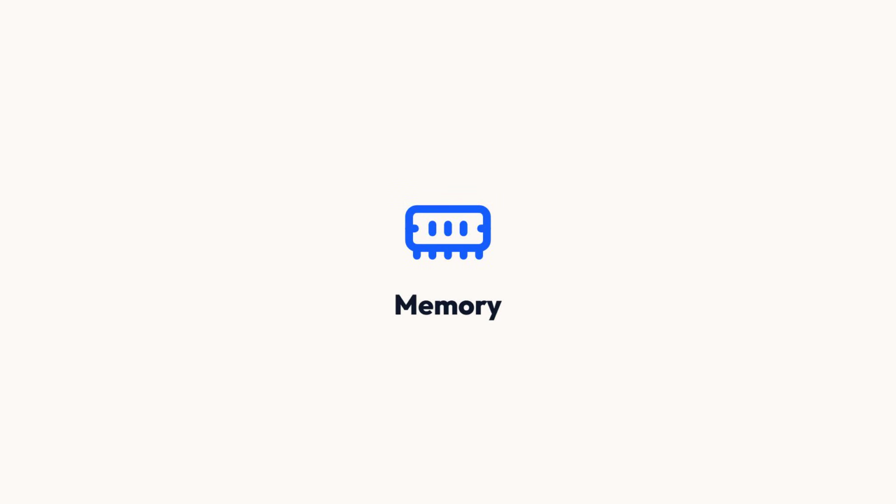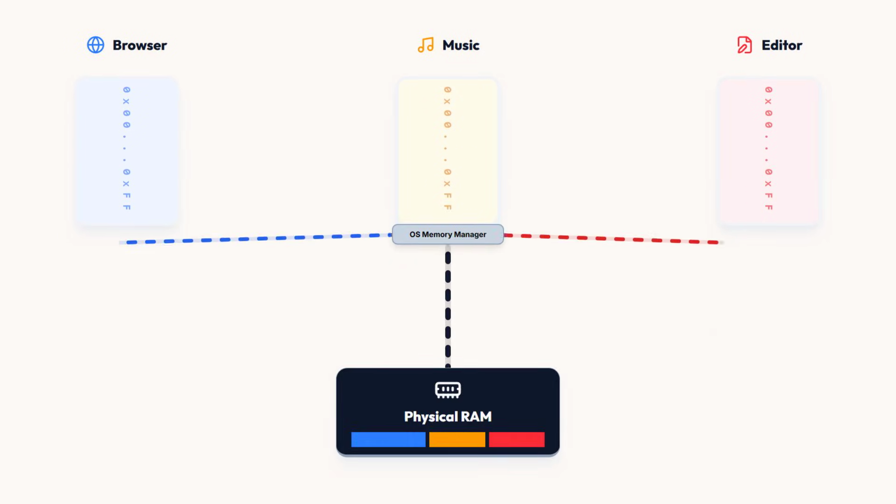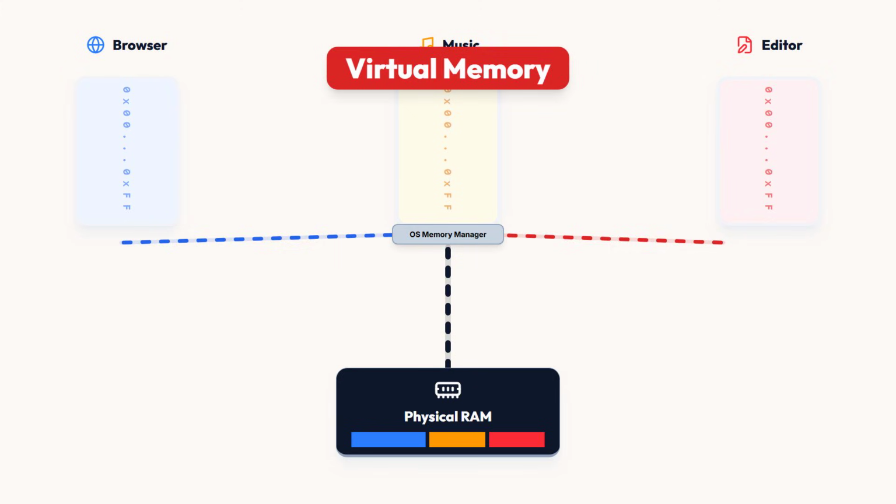Now let's talk about memory. Every program needs memory to store its data and instructions. But here's something interesting. Each program thinks it has its own separate memory space, even though in reality, all programs are sharing the same physical memory. The operating system manages all of this behind the scenes. This concept is called virtual memory. Don't worry if that sounds confusing right now. We'll break it down clearly in future videos.